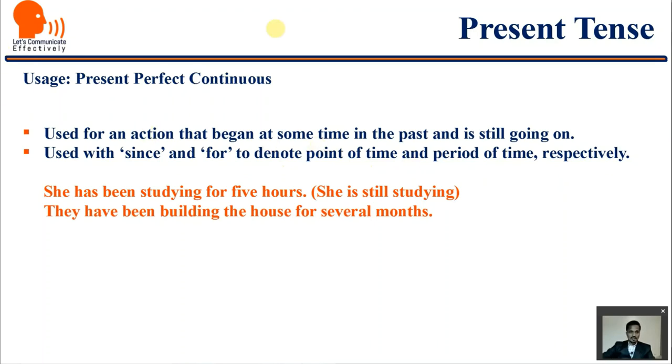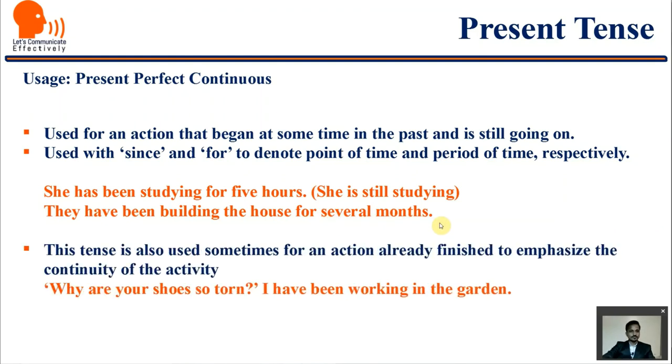Now here, the action of studying is still going on. That's why she has been studying. We cannot say she is studying for last 5 hours. No, she has been studying for last 5 years is the correct usage. Then here, they have been building the house. The building actually had started in the past and it is still going on. That's why it is they have been building the house for several months.